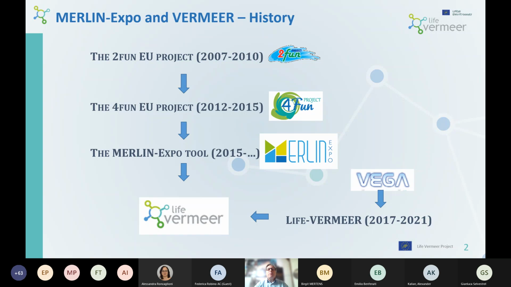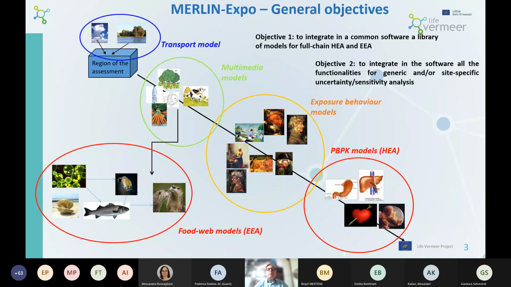So what were the objectives of our works at the beginning of these European projects? Actually, the objective was to integrate in a common software a library of models simulating the fate of chemicals in the environment and in human body. So what we did was to integrate models dedicated to the transport of chemicals in the environment.